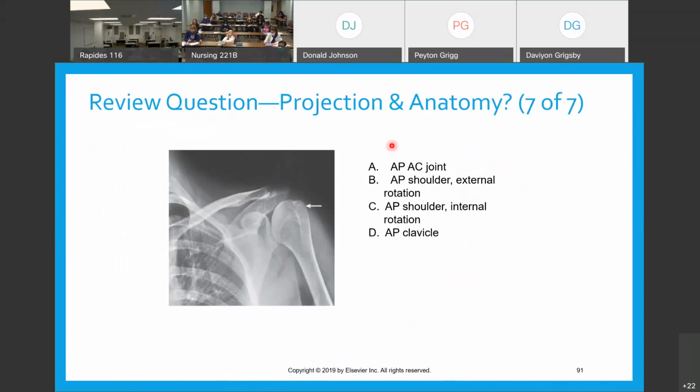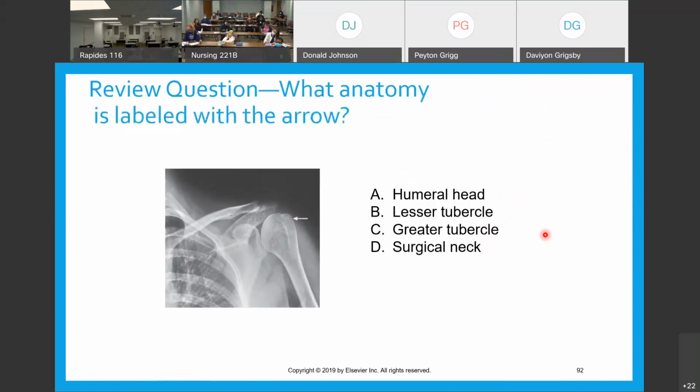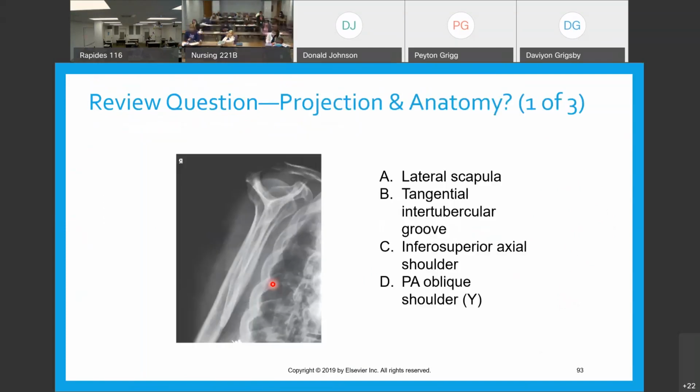What is the arrow pointing? I guess it says projection and anatomy. All right. What are we looking at? What's the arrow? The greater tubercle. So what's the position of the hand? So it's AP shoulder external rotation. Okay. This is still nipping it there, huh? This comes from Bontrager's, by the way. This is a different positioning book. So their evaluation may be a little bit different. What anatomy is labeled with the arrow? Well, greater tubercle. And that's with the what? External. All right.